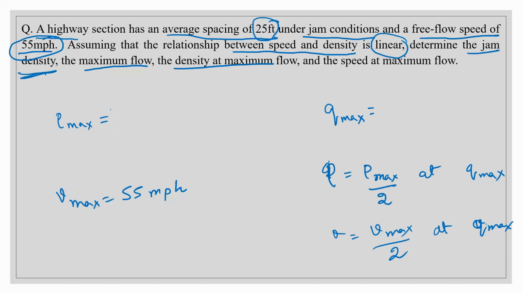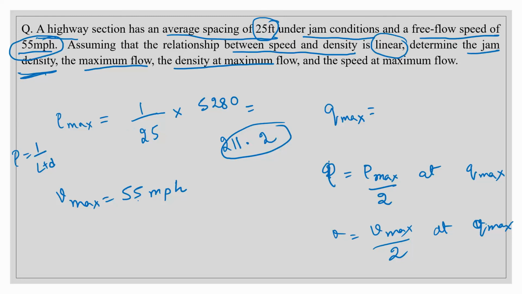So how can we find this rho max? Just see that I have been given 25 feet under jam condition. So rho max will be nothing but 1 upon 25, because I have already told you that rho is equal to 1 by L plus D. So over here this is given to be 25, the average spacing is 25. Here we just need to multiply this by 5280 to convert this into miles. So the value will be equal to 211.2. So this one will be your rho max.